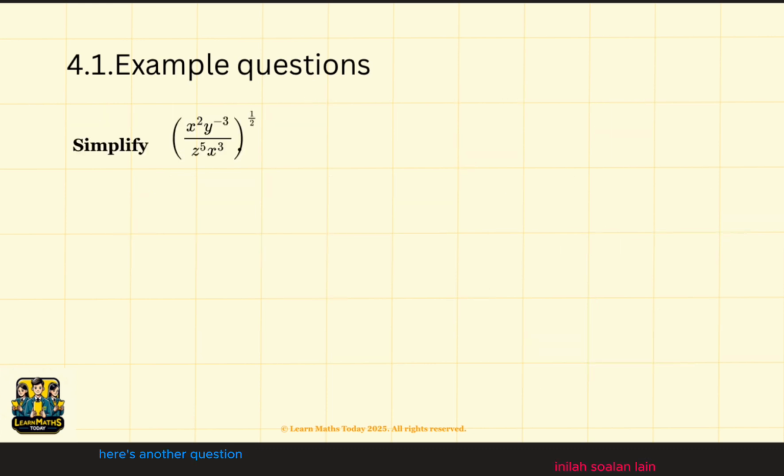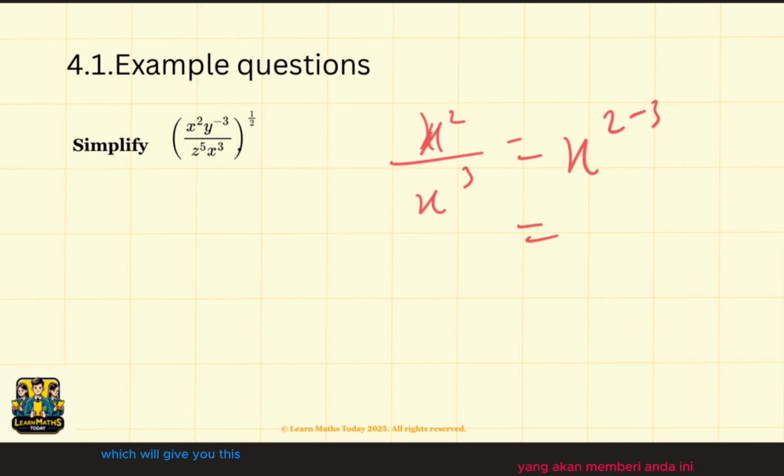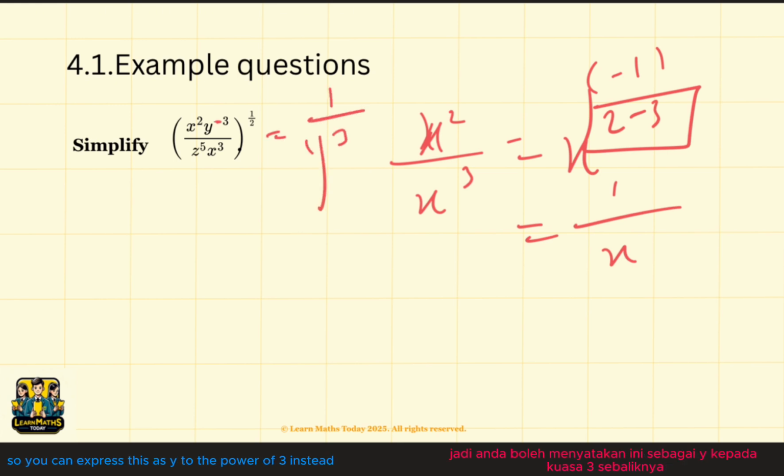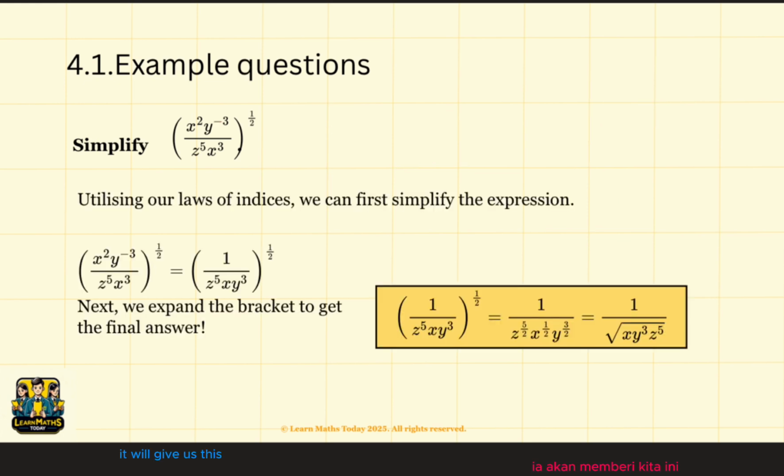Here's another question. Now there's 3 variables, x, y, and z. As you can see, there's an x squared at the top and an x cubed at the bottom. Now we use that formula, which will give you this, because this will give you negative 1. And then this is a negative 3, so you can express this as y to the power of 3 instead. Then if we clear up, it will give us this.